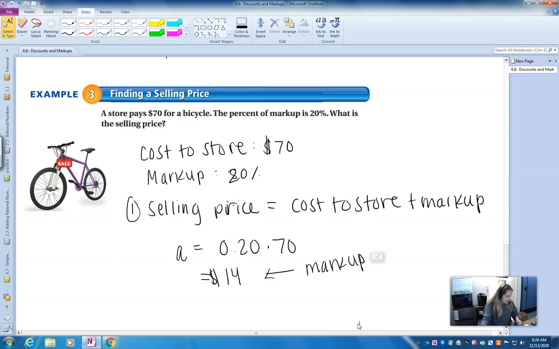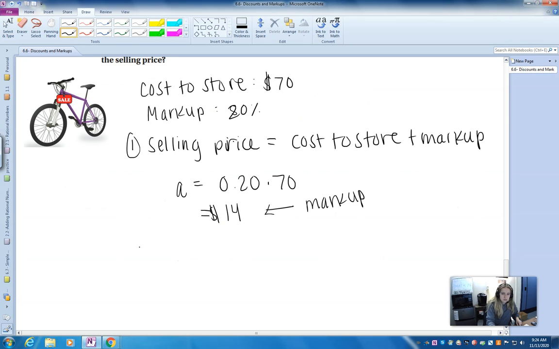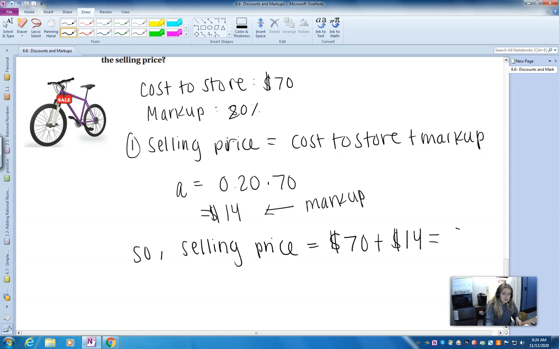So let's go back down. Selling price. So the selling price equals $70, how much the store paid for it, plus that 20% increase, which is 14, equals $84. So the store is going to sell it for $84. Okay, so for the markups, it's a little bit different. You just want to think about it logically. Once you think about it logically, you want to know, okay, I'm going to add on what 20% of 70 is to the actual price that they bought it for. That's going to be the selling price.